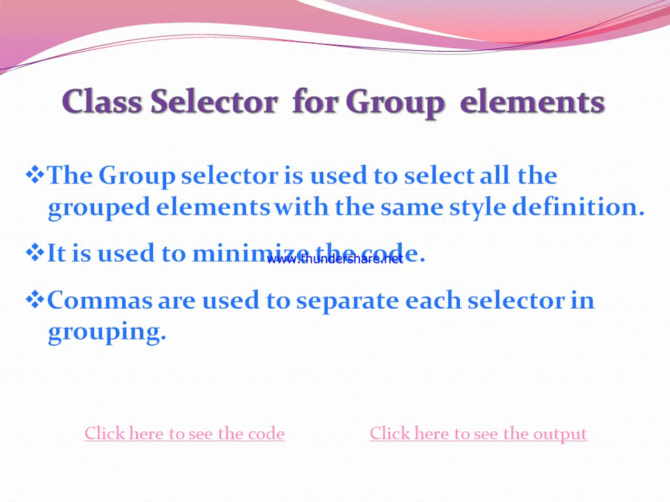The group selector is used to select all the grouped elements within the same style definition. It is used to minimize the code, and commas are used to separate each selector in the grouping. That means if you want to apply the same style definition to multiple tags or to multiple selectors, you can use the concept of class selector for group elements. So let me explain this with the help of one code.